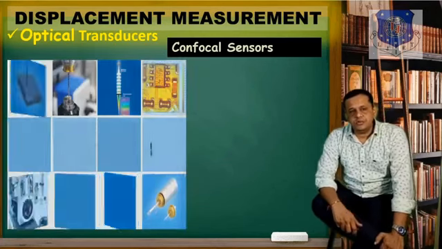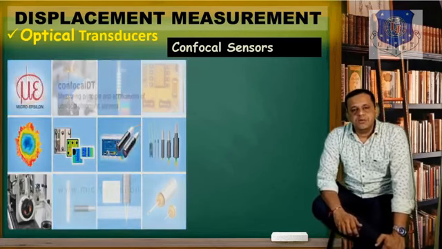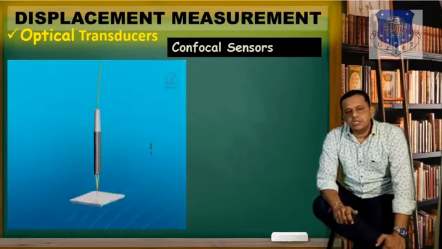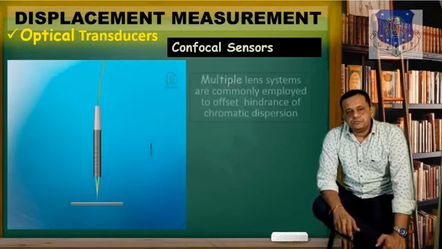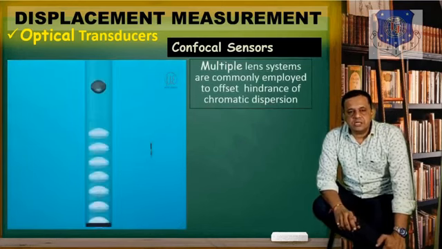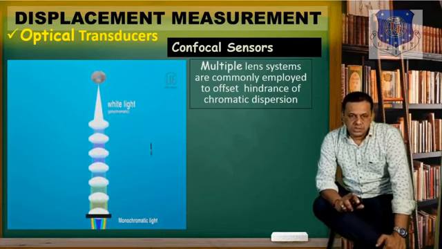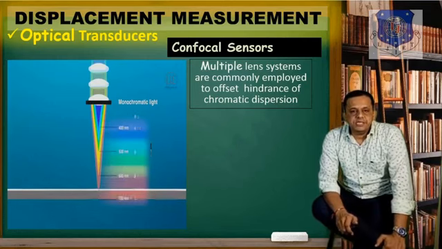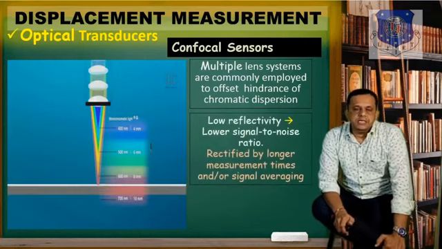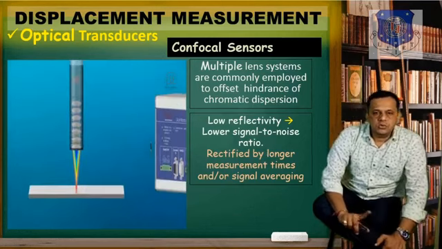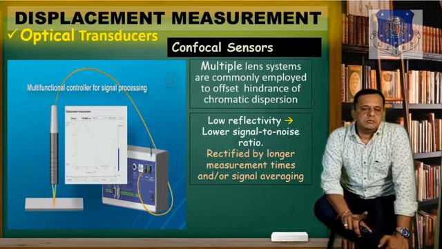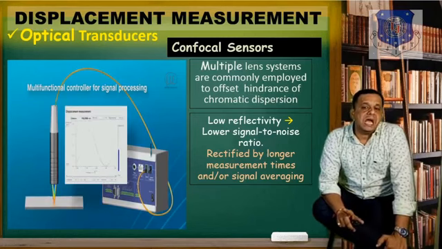Let us see one of the confocal sensors available in the market from Micro-Epsilon. I have got it for you here. Multiple lens systems are employed. You see 1, 2, 3, 4, 5, 6, 7 lenses, and monochromatic light is generated at different wavelengths. You must remember that low reflectivity will give you a low signal to noise ratio, so the signal to noise ratio should be higher in order to reduce the noise.